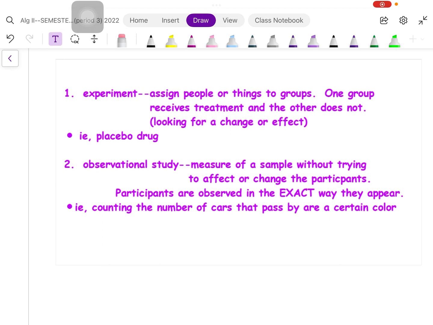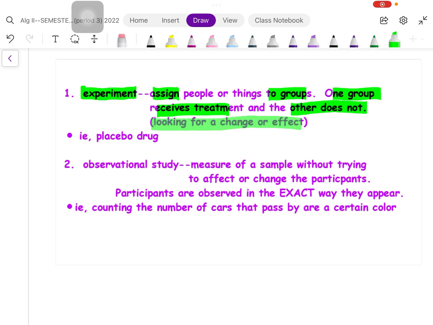All right, now let's look at experimental versus observational. For something to be an experiment, it is when you assign people or things to groups. You have one group that would receive the treatment and one group that is called the control group that do not receive the treatment. When you have an experimental, you are looking as the data collector for a change or an effect on people or the things that happen.